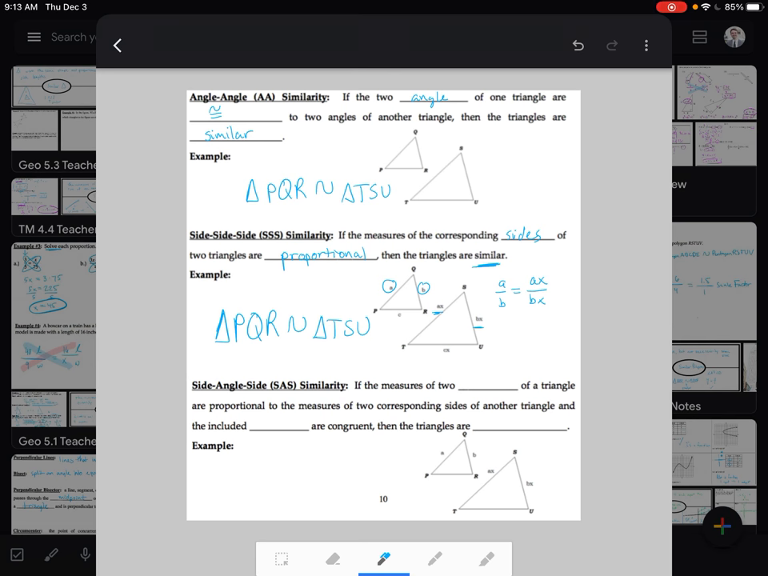All right, our last one here, side angle side. Again, we used to use these to prove that they were congruent. That's not the case here. We're trying to prove that they are proportional, so it might look a little bit different. Just be careful when you're applying these. This says that if the measures of 2 sides of a triangle are proportional, so again, not congruent, but proportional to the measures of 2 corresponding sides of another triangle, and the included angles are congruent, then the triangles are similar.